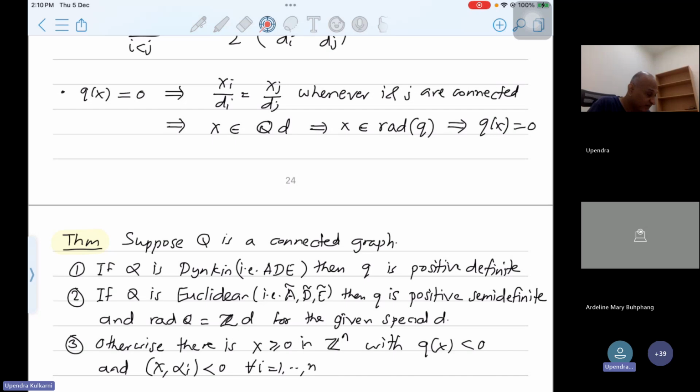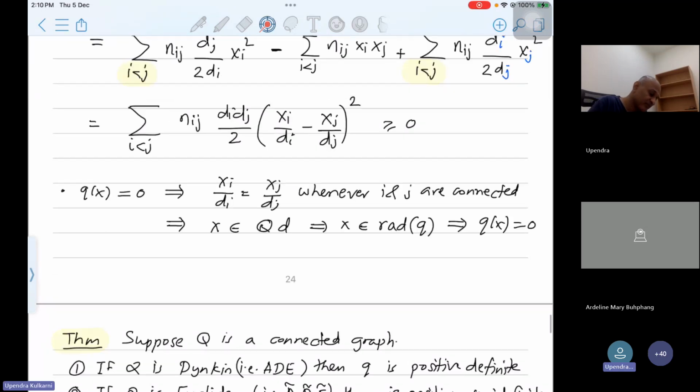Okay. But if this is not the case, then the form is not positive semi-definite, and so that means that for all other quivers, for all other graphs Q, I will be able to find a non-zero vector. In fact, there is a vector greater than or equal to 0, a positive vector, that I will be able to find such that Q of x is less than 0.